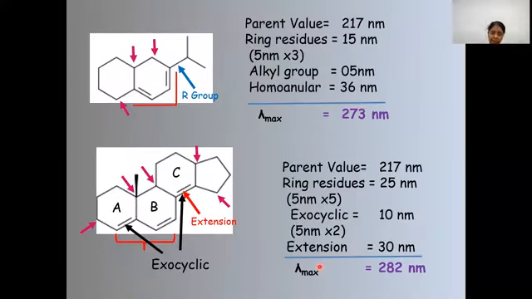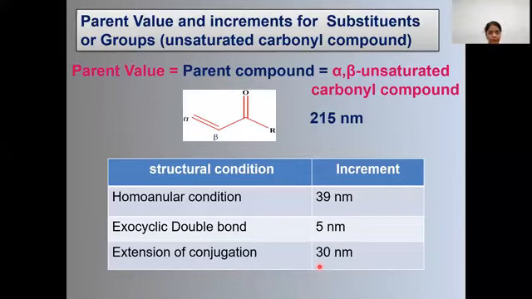These were some examples related to dienes. The second class of Woodward-Fieser rules is also given for the carbonyl compounds. Carbonyl compounds which are alpha beta unsaturated molecules. That means on the alpha and beta position of the carbonyl compound, 1 double bond is present. This is the carbonyl group, and at the alpha and beta position, 1 double bond is present.